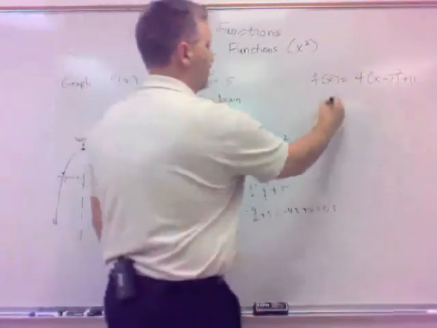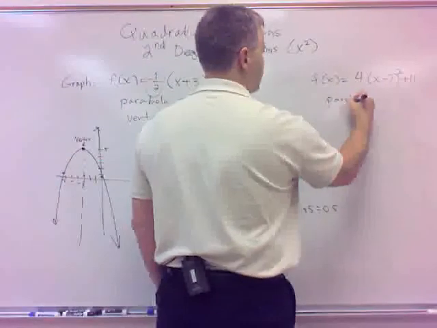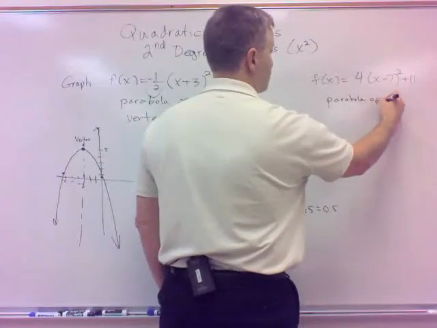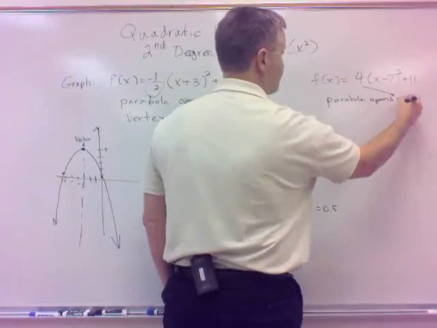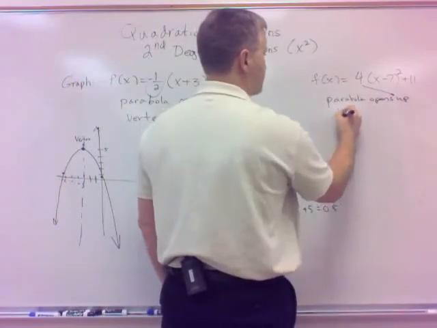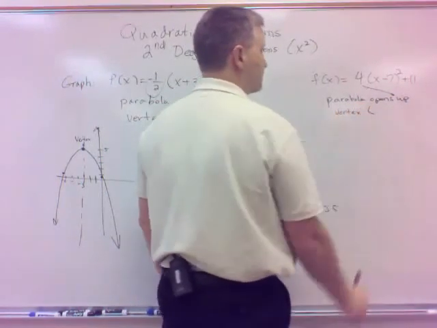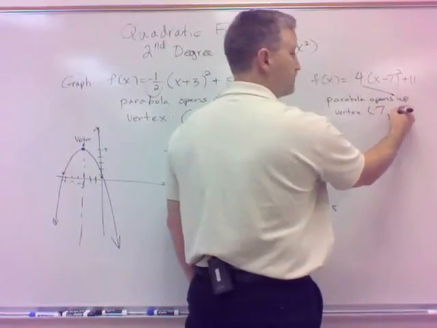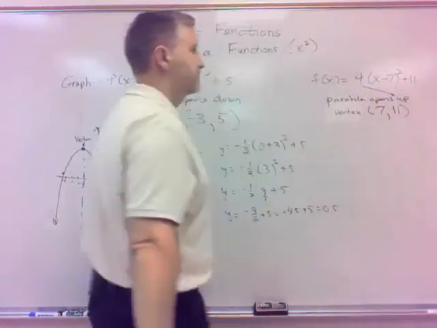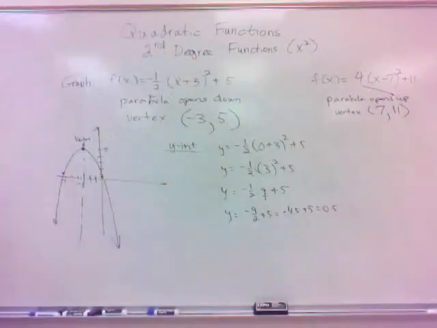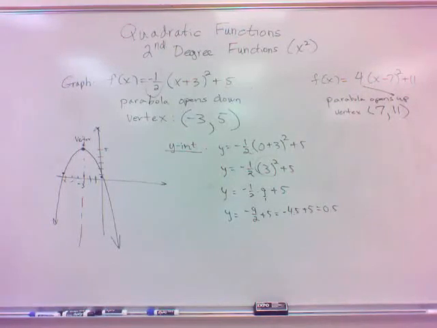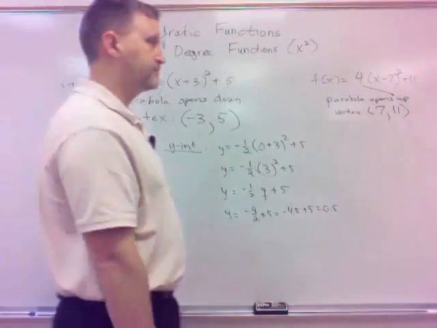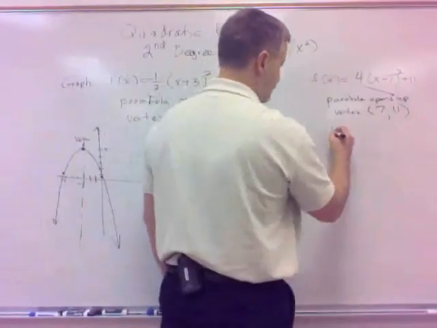Well, that's a parabola opening up, right? Positive a. And what's the vertex? 7, 11? Positive 7 or negative 7? Positive 7, positive 11? Yes. I believe so, yeah. So this one's going to open up. Vertex is going to be positive 7, positive 11. So that one, I mean, you can track these down anywhere. That one's pretty good ways out there.